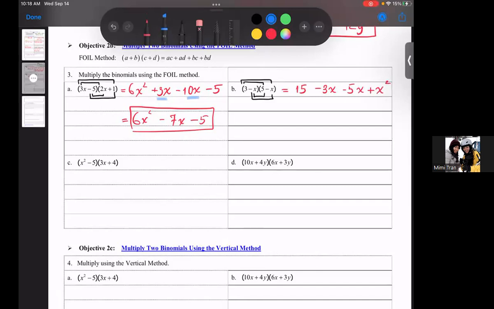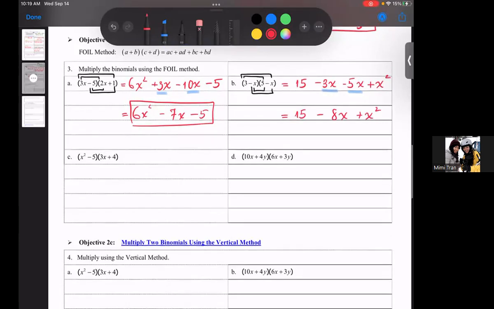Combine like terms. 15 minus 8x plus x squared. Am I done here? No, descending order, right? So x squared minus 8x plus 15. I want you to try D at home.